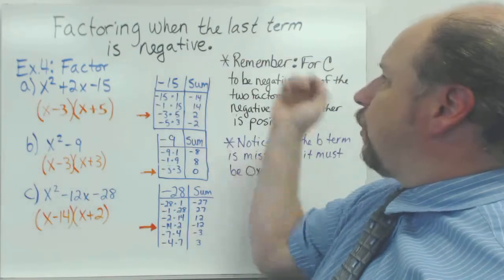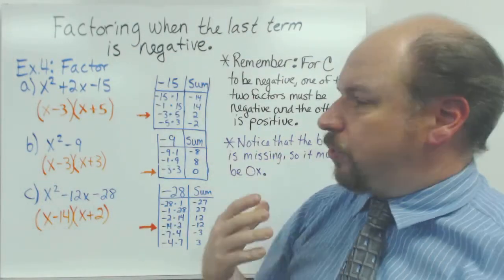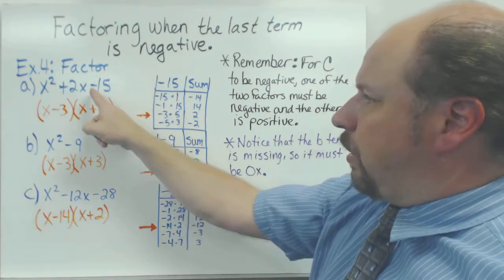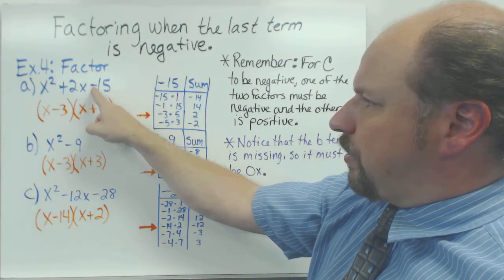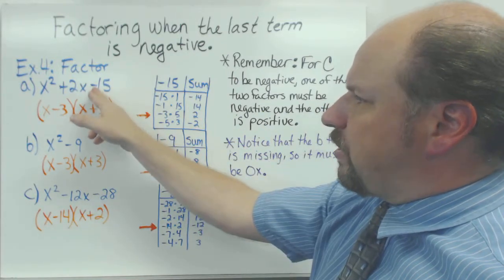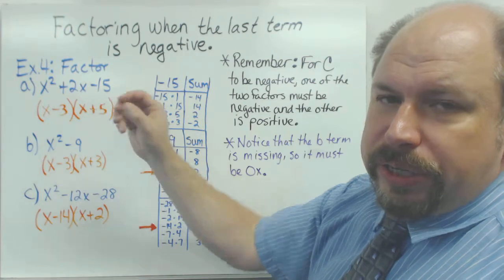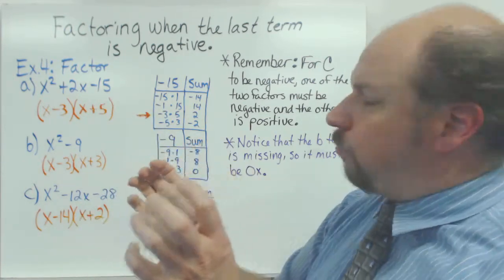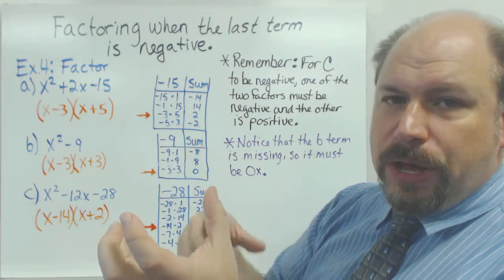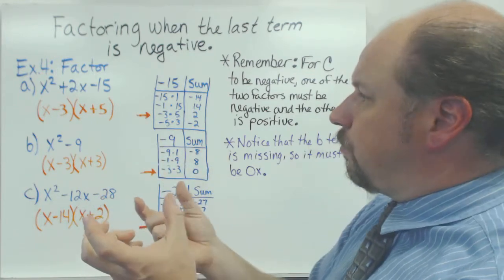Next one, factoring when the last term is negative. So now, everything we've talked about so far, this has been positive. But now in these examples, this is going to be a negative number. Okay, so for this to be negative, we need our outer and our inner. When we multiply two things together that are negative, one of them has to be positive and the other one has to be negative.